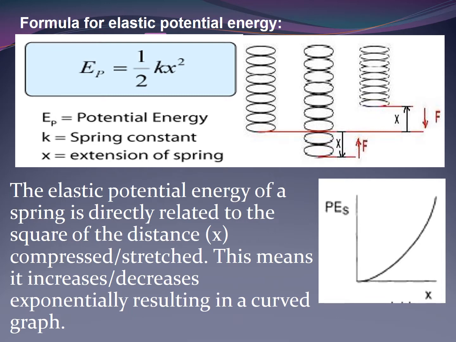So the formula for elastic potential energy is shown here. Sometimes it'll be shown as a capital E and lowercase p, or we'll just say EPE, elastic potential energy, equals 1/2 k x squared, where k is our spring constant that is always given. x is the extension of the spring given in meters, squared. So the elastic potential energy of a spring is directly related to the square of the distance, right? We're squaring distance, whether it's compressed or stretched. This means that it can increase or decrease exponentially, resulting in a curved graph.